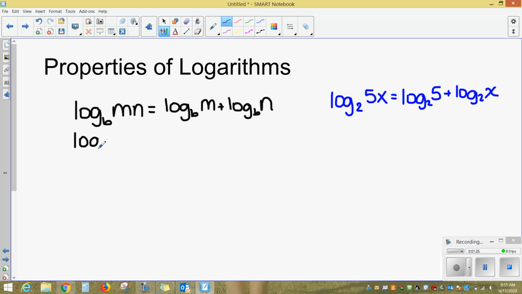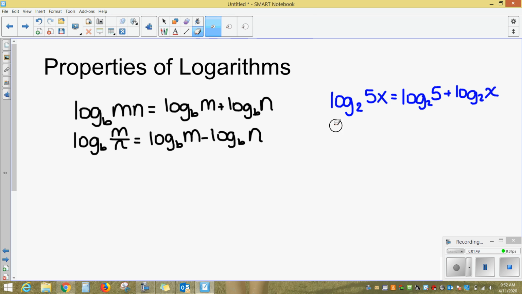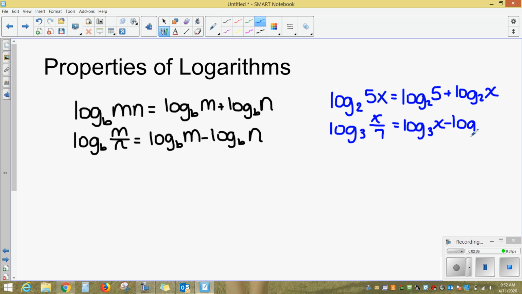If we have the log of a quotient of two things, the log of the quotient is the difference of the logs, log of the top minus log of the bottom. So if we have log base 3 of x over 7, we can write that as log base 3 of x minus log base 3 of 7.